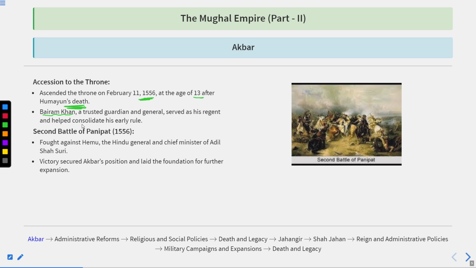So his initial political guru was Bairam Khan. Bairam Khan, who was a trusted guardian and general, served as his regent and helped consolidate his early rule. Second Battle of Panipat, November 1556. We have discussed the first Battle of Panipat, which was fought between Babur and Ibrahim Lodi in 1526. After the first Battle of Panipat, Babur established the Mughal Empire in India.